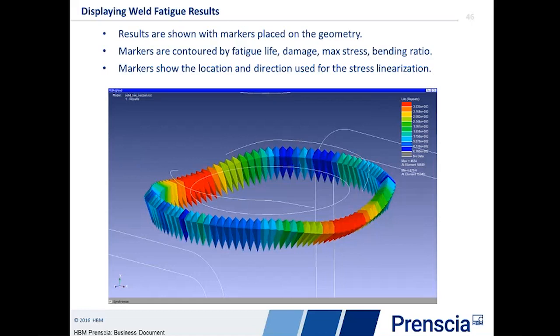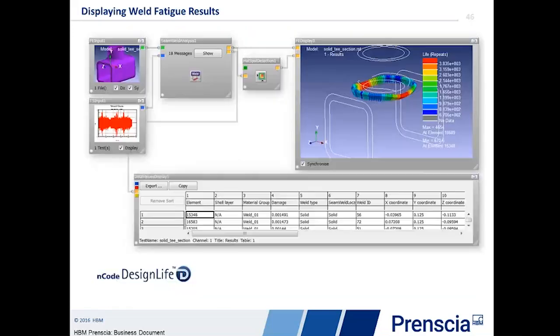Now, one thing I'm showing here is because we're actually calculating locations that aren't nodes, aren't elements, we really can't contour. And so we've basically placed markers in the model. Each marker basically represents the starting location where I'm doing my calculation, and then its path shows the path we did the linearization through. And again, these could be contoured based on fatigue, life, damage, max stress, bending ratio, whatever I want.